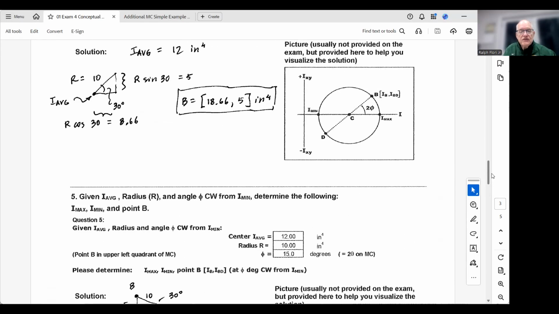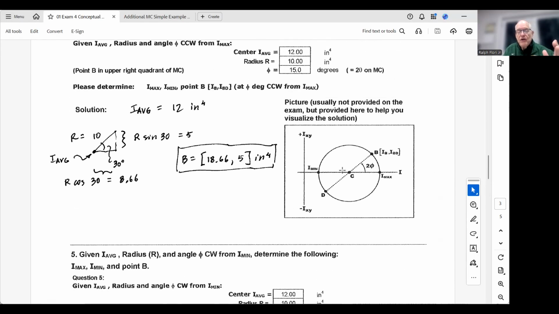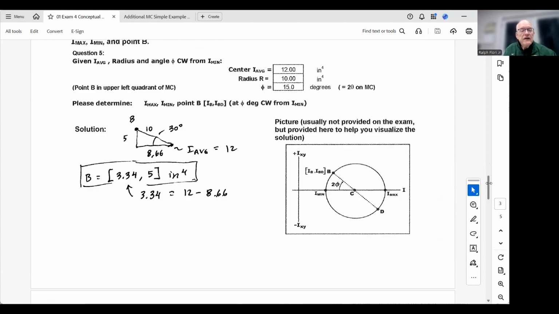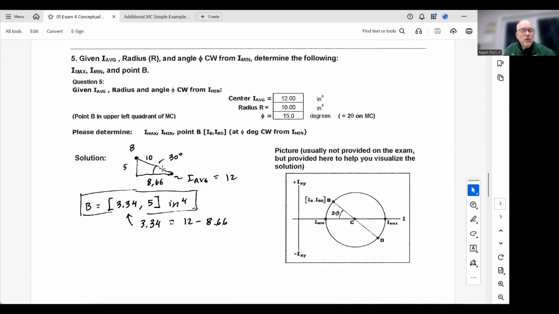In the previous question, this was a point B that plotted in the upper right quadrant of the circle. But now we're in the upper left quadrant of the circle. Once we're given the radius and the angle, then 10 cosine 30 is this guy, which is Ix minus Iy over 2. And 10 sine 30, which is 5, is the product of inertia that corresponds to B.